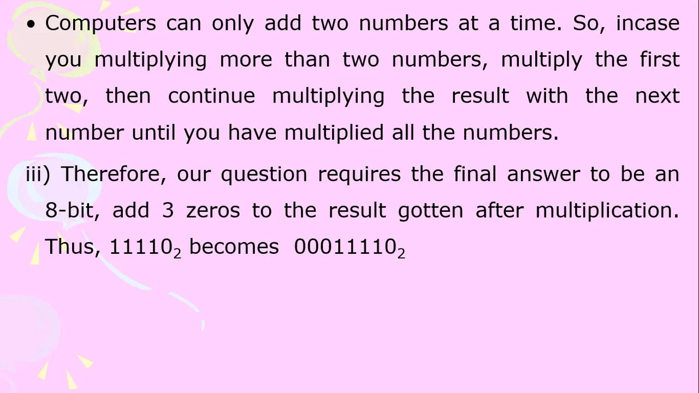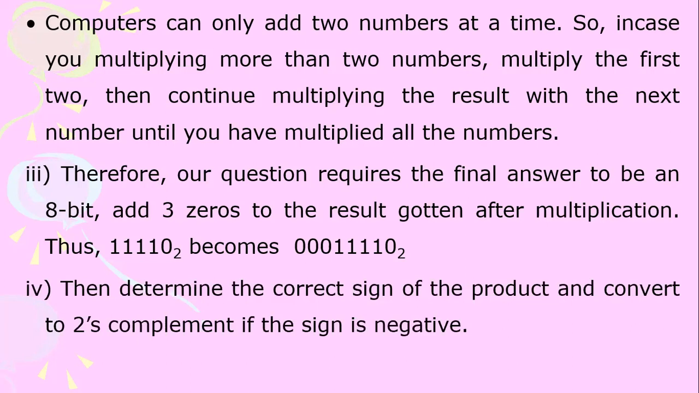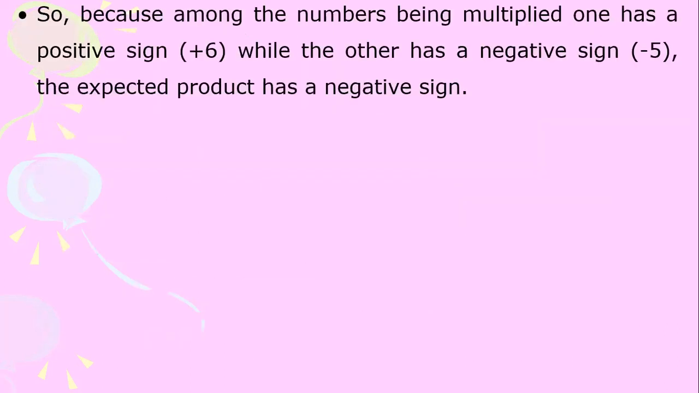Then determine the correct sign of the product and convert to 2's complement if the sign is negative. So, in our case, because among the numbers being multiplied, one has a positive sign, that is positive 6, while the other has a negative sign, which is negative 5, the expected product has a negative sign.